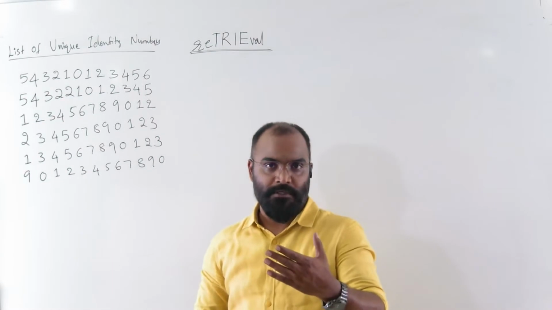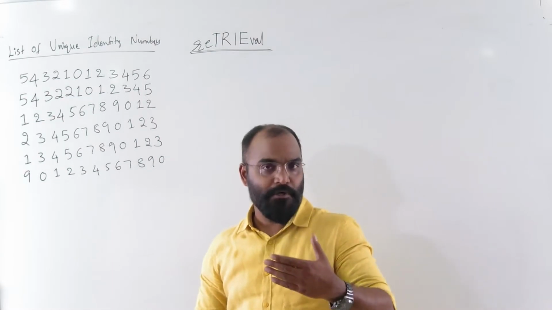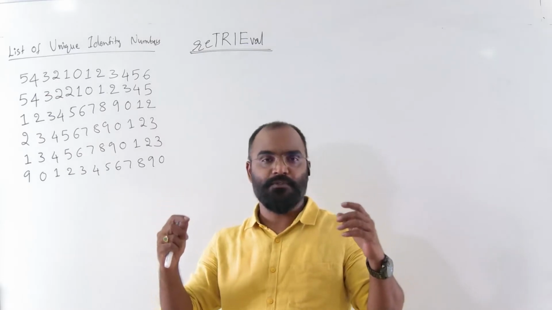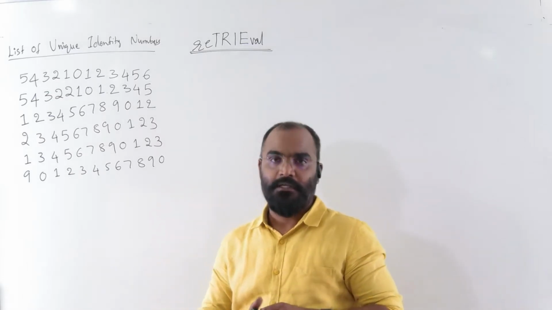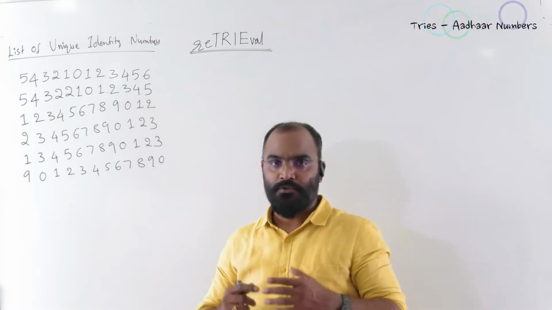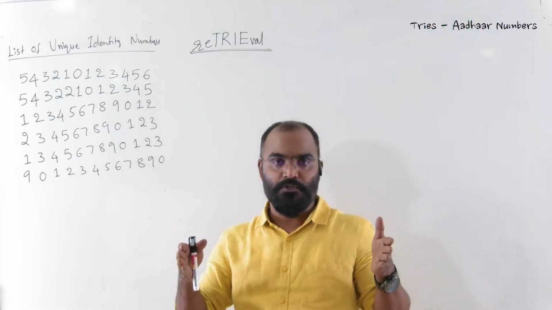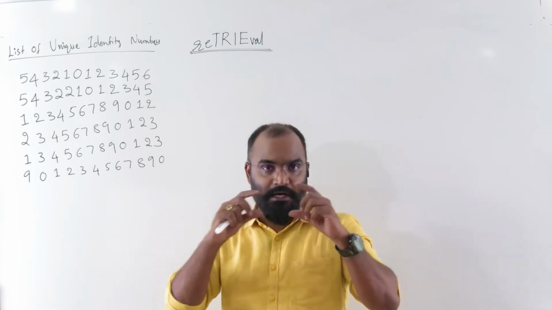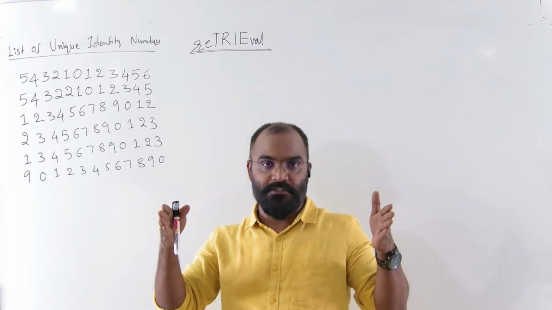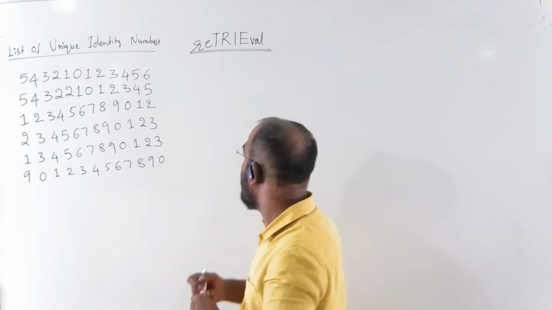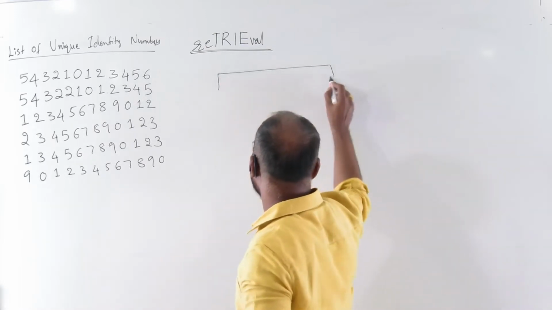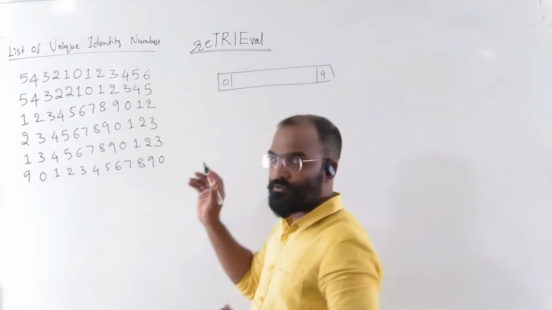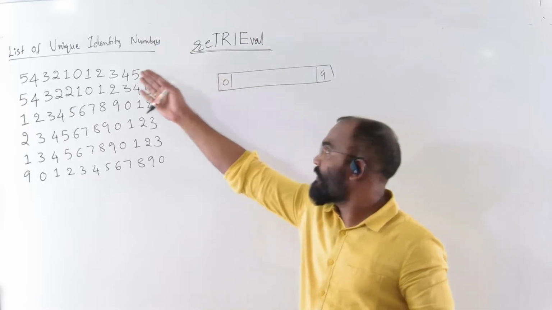Now, how do you store them? Like you have seen in the example of alphabets, you defined 26 characters and any English word will fit into those 26 characters. Now, what do you do with numbers? Any number can fit into 0 to 9, 10 digits, isn't it? So you would take the initial array of 10 digits, 0 to 9. Now you can start storing one by one.